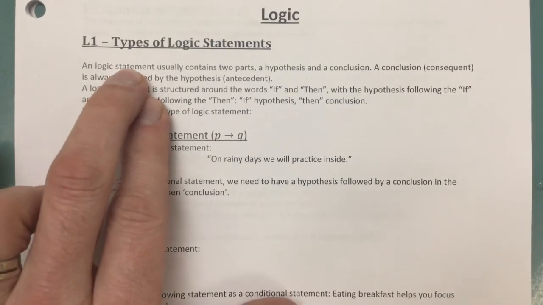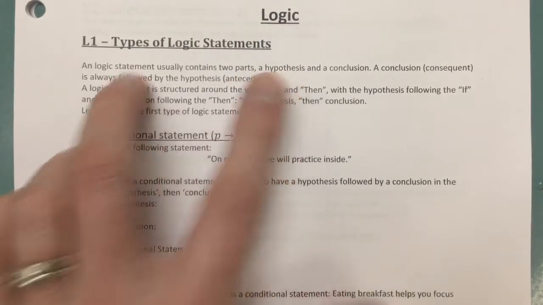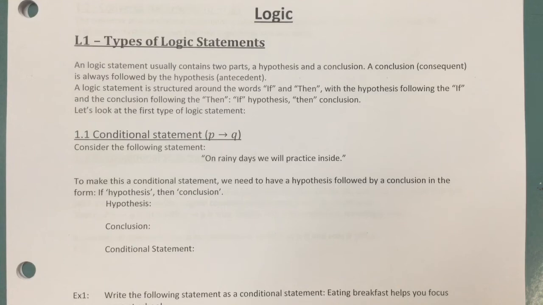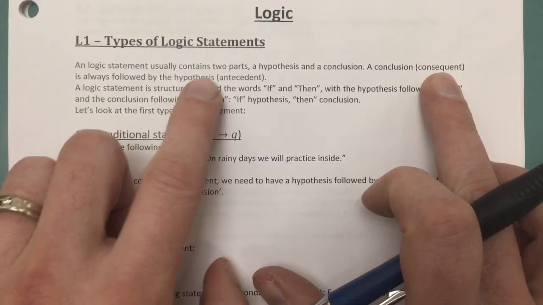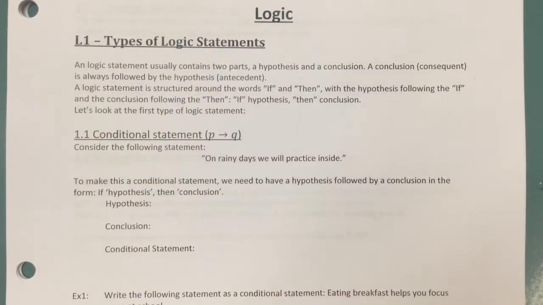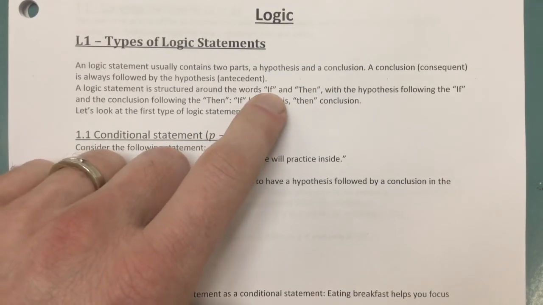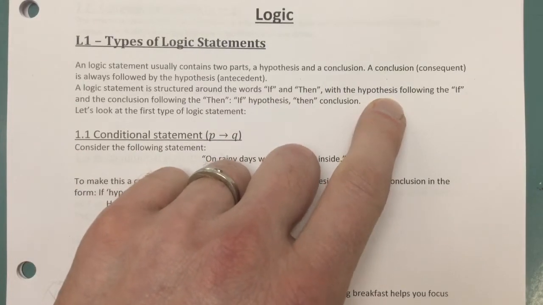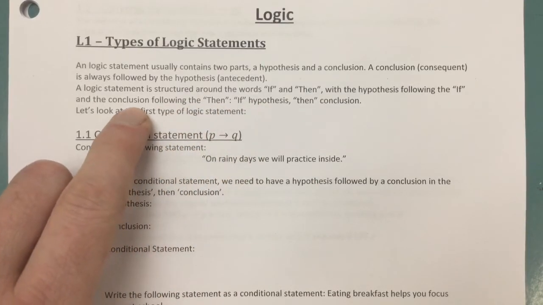Now, any logic statement always has 2 parts in it. One of them is the hypothesis and the other one is the conclusion. The conclusion is always preceded by the hypothesis. So you always start with your hypothesis, and that hypothesis leads to the conclusion. Any logic statement always starts with the word if, and then you get the hypothesis, and then you have the word then, followed by the conclusion.